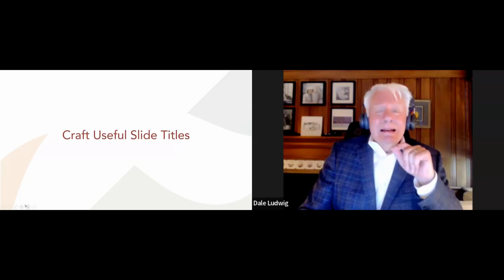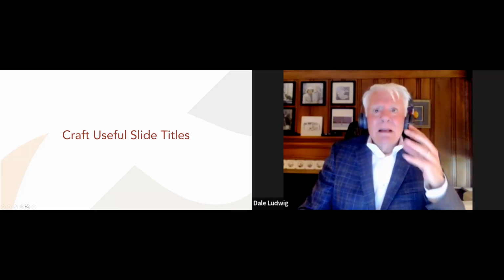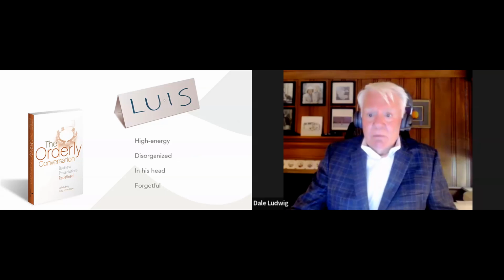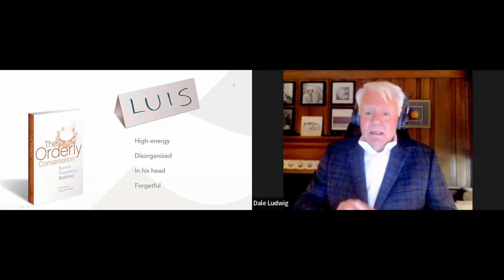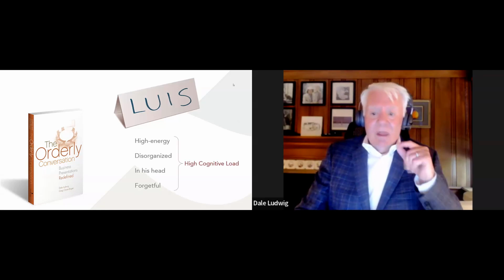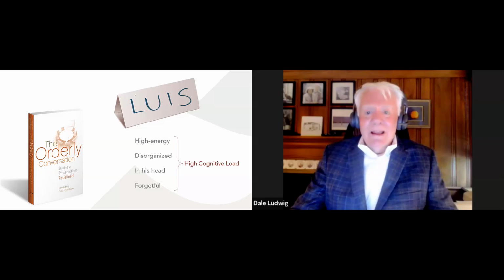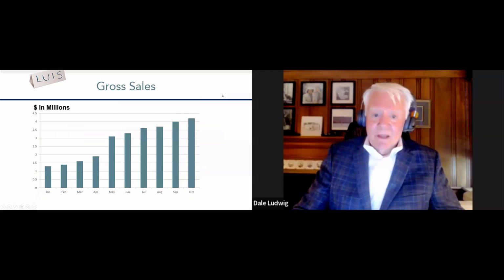Let me go forward. I want to talk a little bit about slide titles. They seem like an afterthought sometimes, and they really shouldn't be. So let's talk about this character from the first book he wrote. His name is Lewis. He's high energy, he's disorganized, he's in his head, he's forgetful, and so he has very high cognitive load happening with him because there's just so much going on inside his own head.